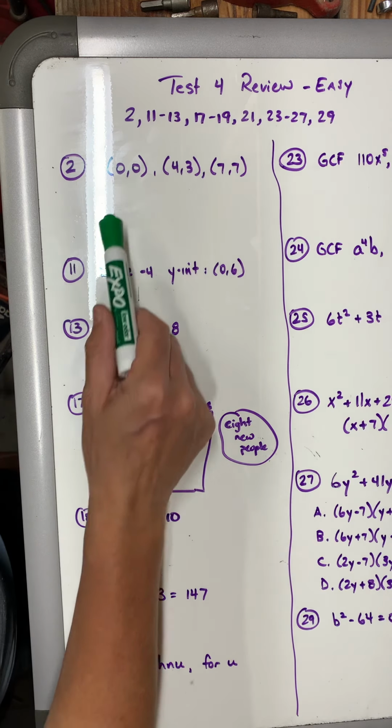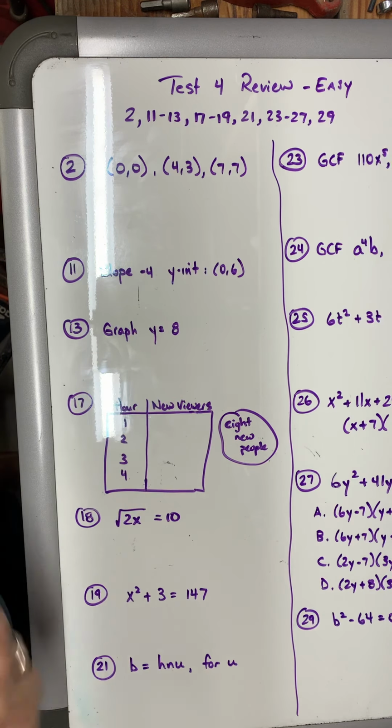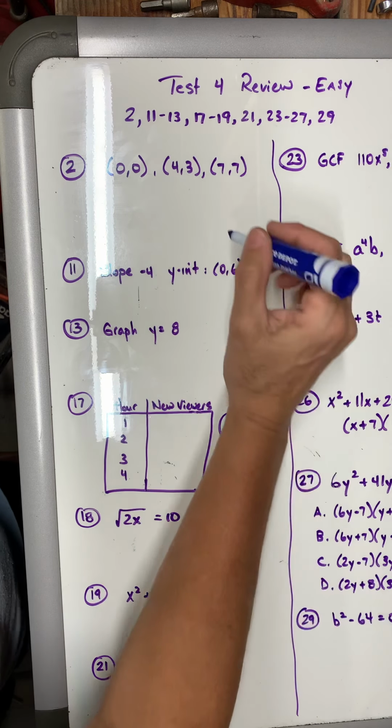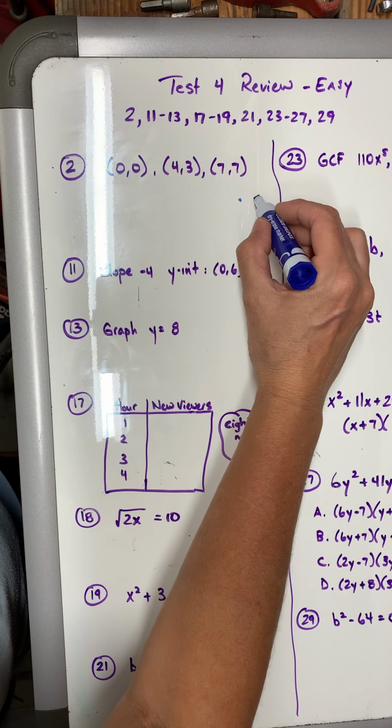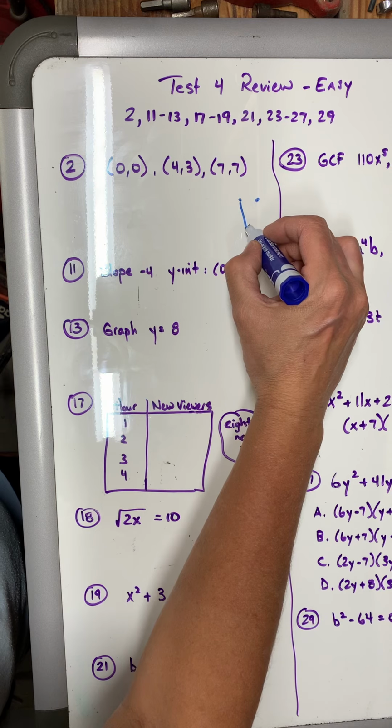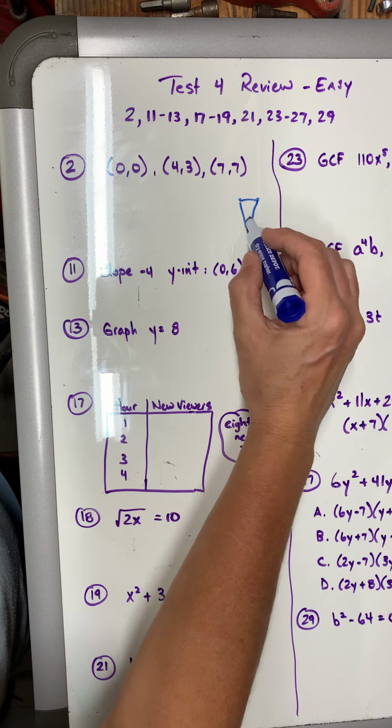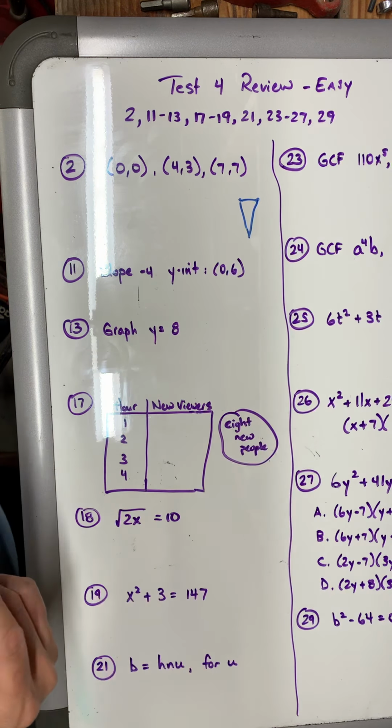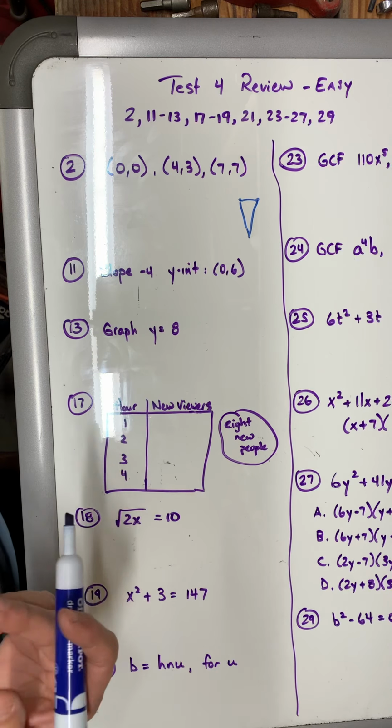So the first question wanted to know whether or not these points made up an isosceles triangle. So the one thing you need to know is what an isosceles triangle is, and that's where, if you were to plot these points, you would have two equal sides. So here's two sides that are equal in length, and if you have that, then it is an isosceles.